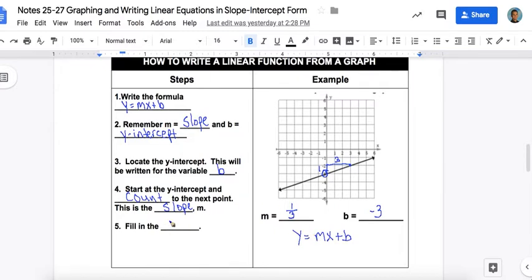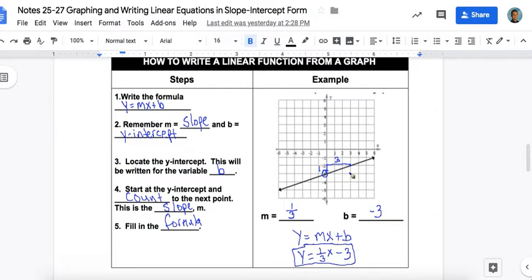And then our last step is to fill in the formula. So we take what we have here. We have the slope, which is 1/3, and then we put the x. And then instead of plus -3, since the y-intercept is negative, we're going to write -3. So the equation is y equals 1/3 x minus 3.